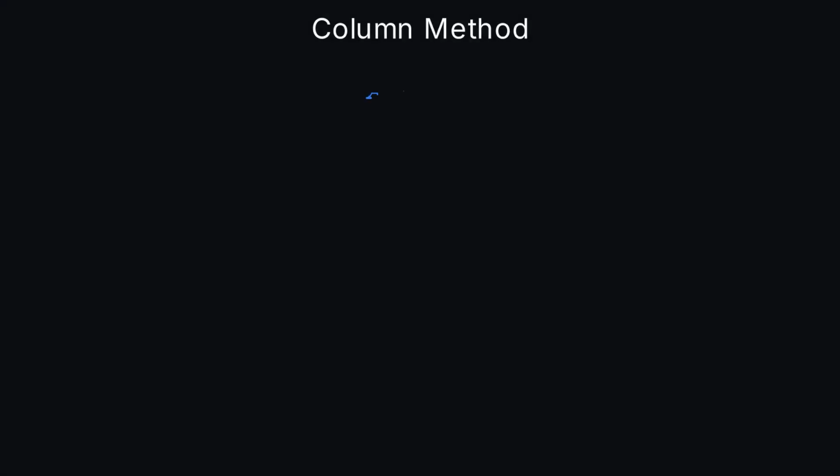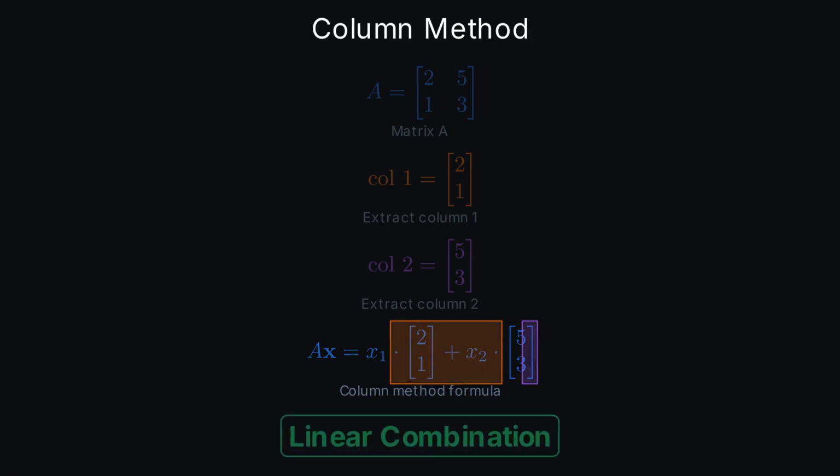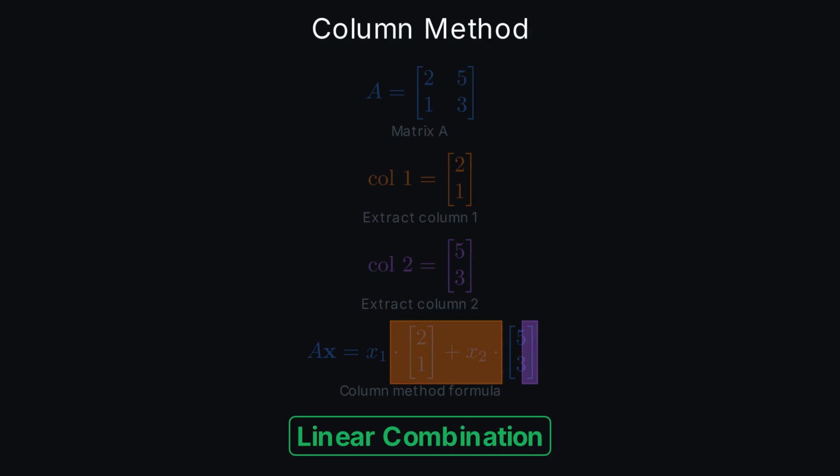Now let's rewind and look at the exact same multiplication from a completely different angle. Instead of extracting rows, we extract the columns of A. Column 1 is the vector 2, 1. Column 2 is the vector 5, 3. The column method says A times X equals X1 times column 1, plus X2 times column 2. This is what we call a linear combination. We scale each column vector by the corresponding entry of X and then add the scaled vectors together.